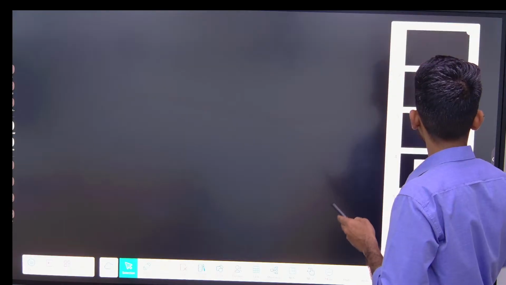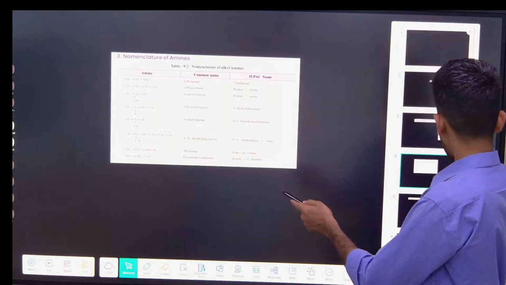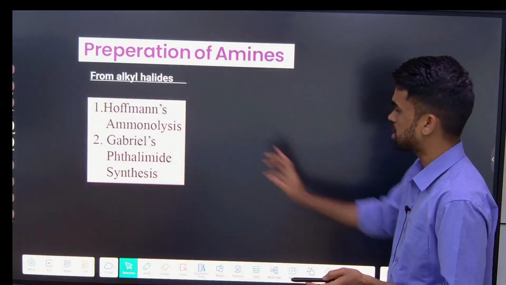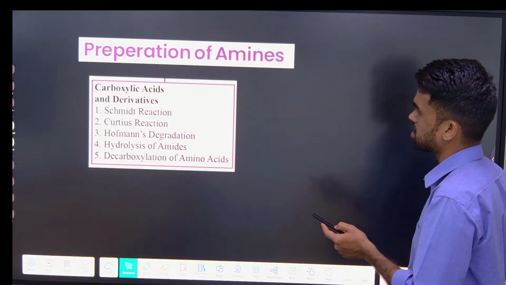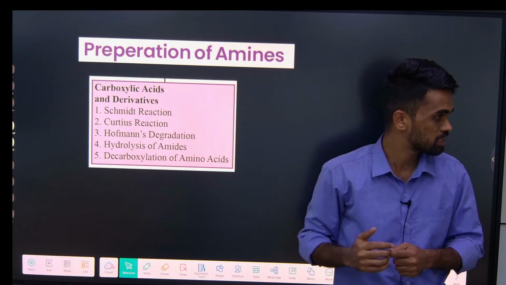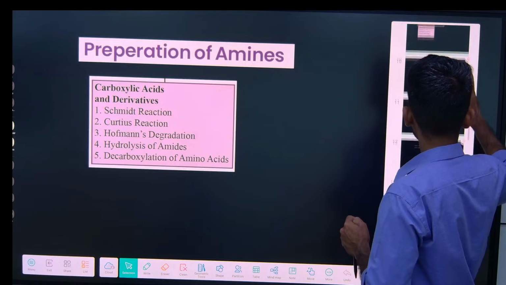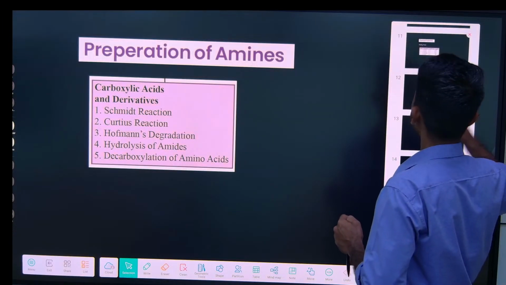In the last session we covered the nomenclature and the preparation methods. All these preparation methods were used in the last class. Now in this class I will be taking up the basic nature, which was also discussed.